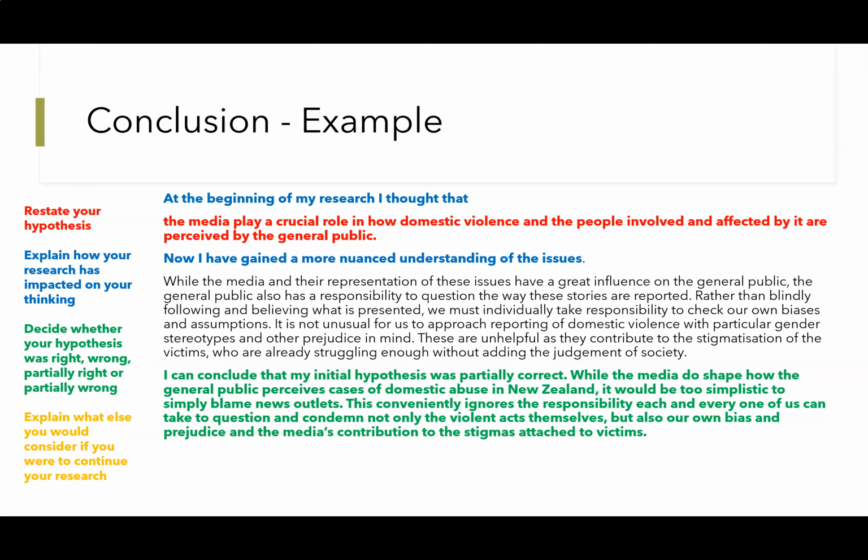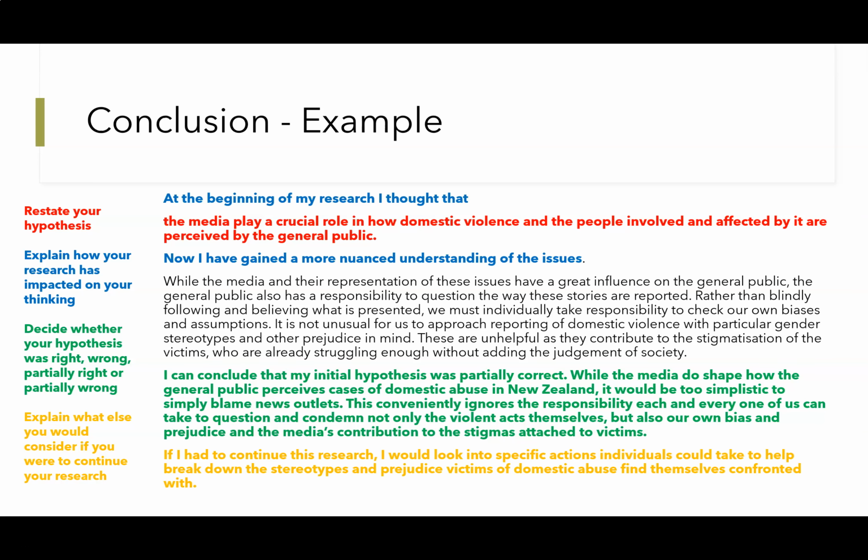And now in yellow, I'm going to explore what I would do differently next time. If I had to continue this research, I would look into specific actions individuals could take to help break down the stereotypes and prejudice victims of domestic abuse find themselves confronted with. Okay, and then I've got a really sound conclusion here. So far so good. You're almost at the end.